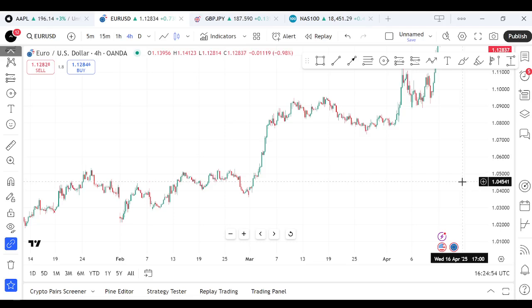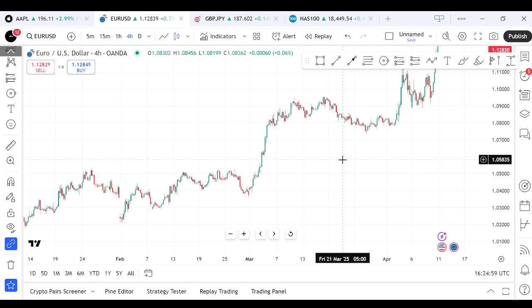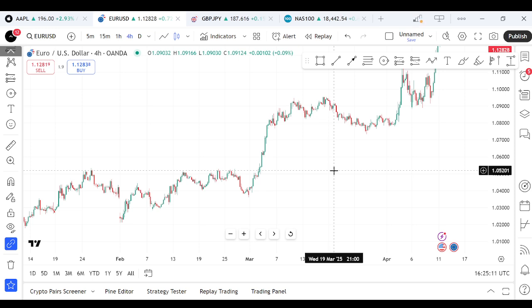Hello traders and welcome back to the Forex Geek, where we dive deep into the tools that can help you make smarter trading decisions. In today's video, we are going to be talking about the Ichimoku Cloud trading strategy, which is a powerful Japanese system that can transform how you identify trends and execute high probability trades.